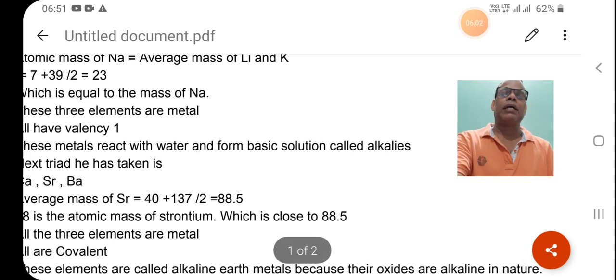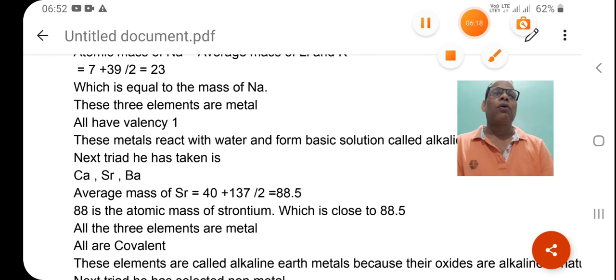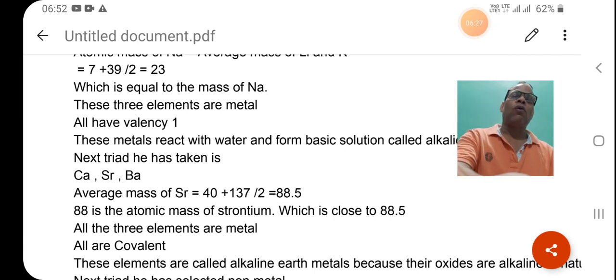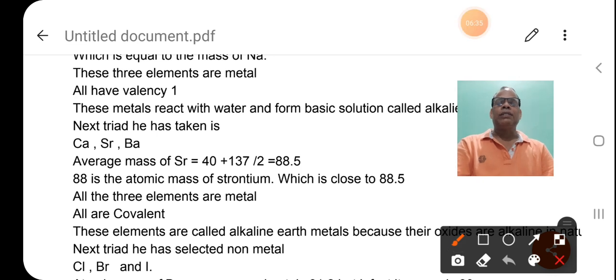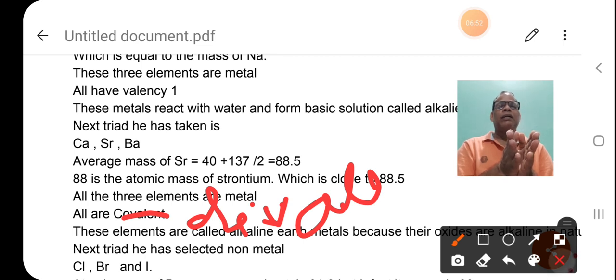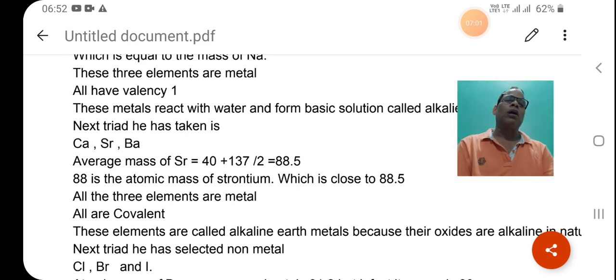Sorry, mistakenly I have written here that all are covalent. No, all are divalent. Please make a correction here: all are divalent. Next, these elements are called alkaline earth metals. All these are called alkaline earth metals because their oxides are found in the earth.